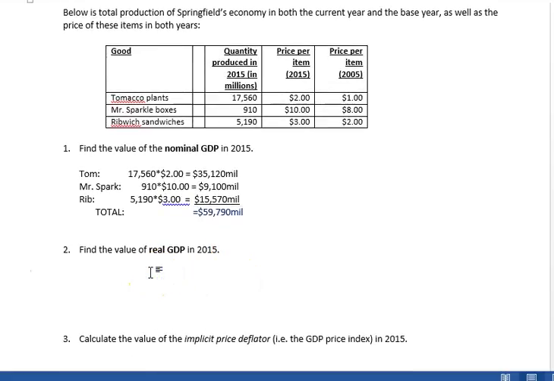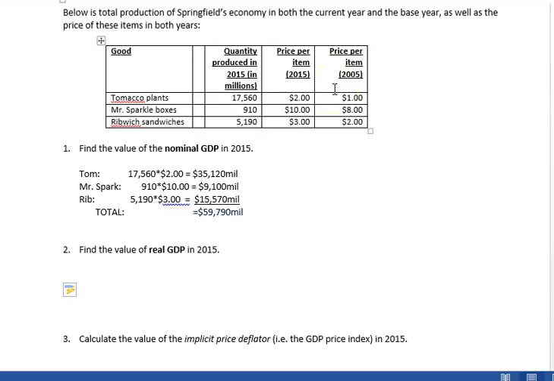Okay? Again, that is the value of actual production that took place in 2015 in 2015 prices. All right, now real GDP. We're going to have to do the same thing, multiply quantity times price. But again, we're restating this 2015 production using 2005 prices. That's again the base year. That's why we're using 2005. This is our base year.